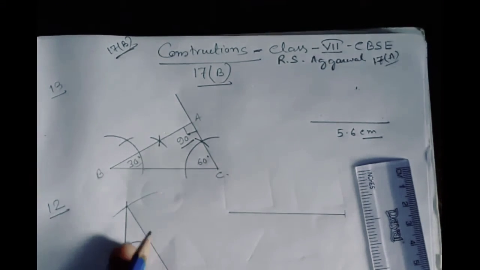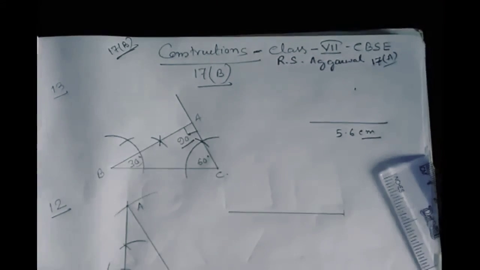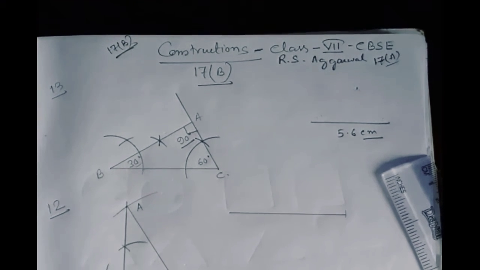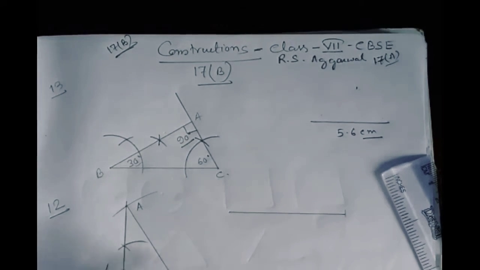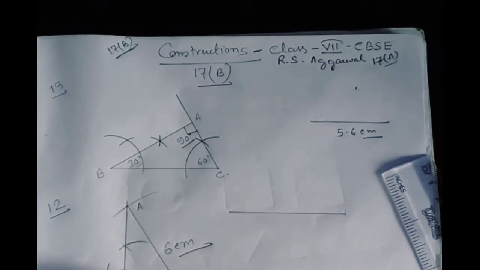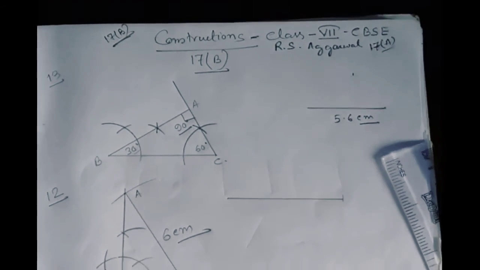So this is A, this is B, this is C. So this ABC is my required triangle, where BC is equal to 3.5 centimeter, AC is equal to obviously 6 centimeter, and this is obviously 90 degree. Next, come to question number 11.